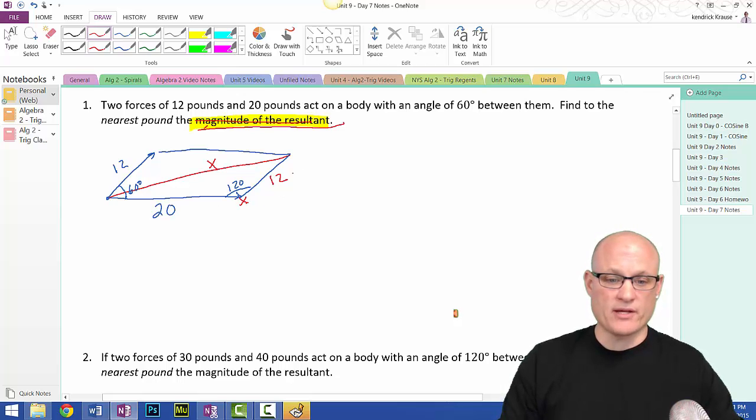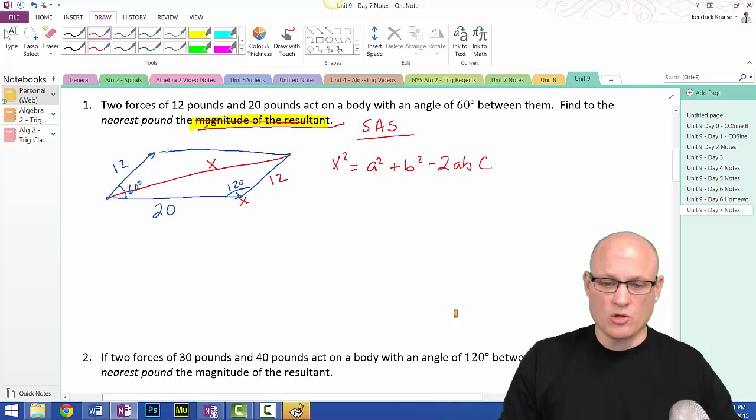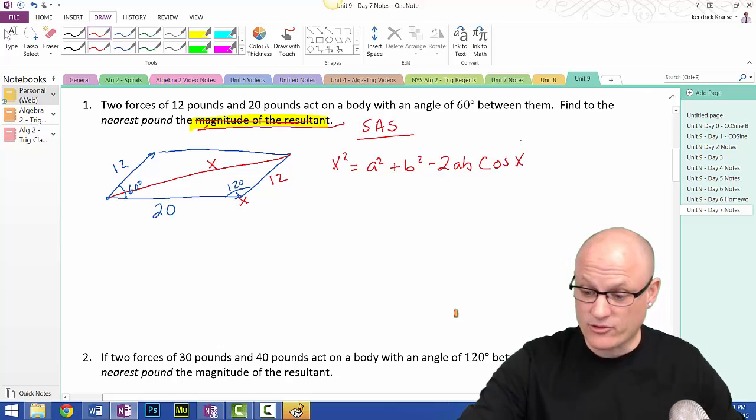If you remember from yesterday, we've got side, angle, side. Side, angle, side, SAS, screams for the law of cosines. So that's what we're going to do. X squared equals, and I'll call the other sides A and B, A squared plus B squared minus 2AB cosine X. Don't forget, the beginnings and the ends still have to match.